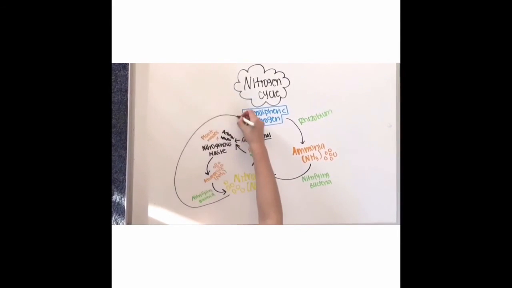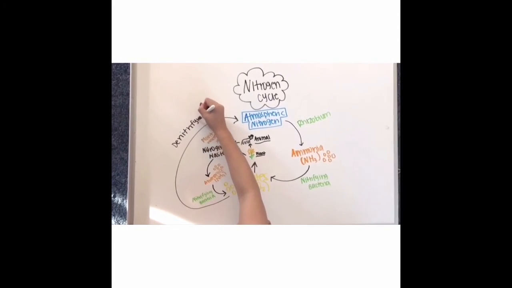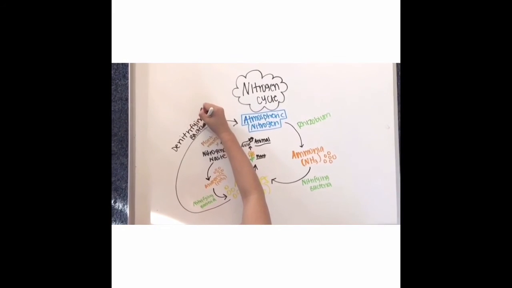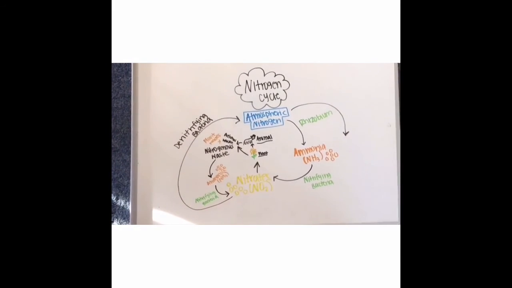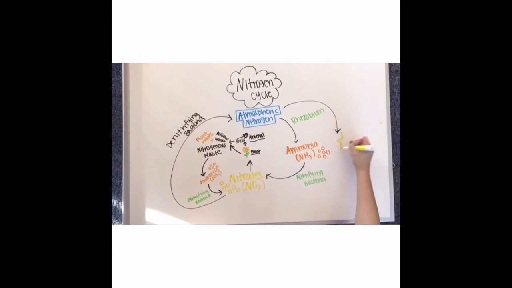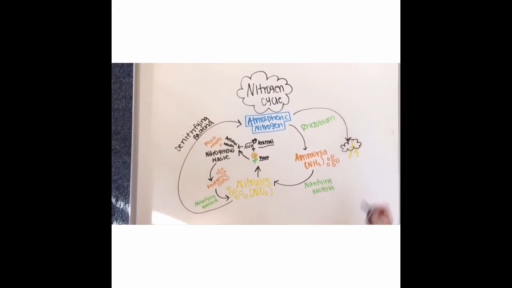The cycle then happens again. Some nitrates are directly converted back into atmospheric nitrogen through the process of denitrifying bacteria. Lastly, atmospheric nitrogen can also become nitrates through the process of lightning strikes.